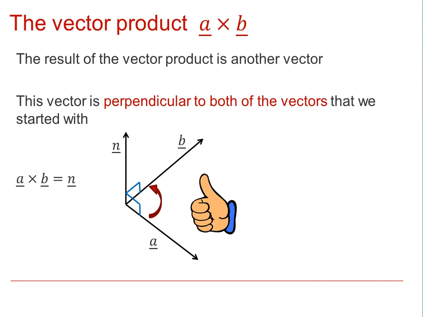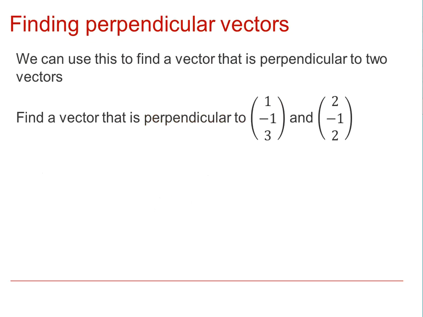An important result for the vector product is that it generates a vector n that is perpendicular to, or normal to, the plane in which the two original vectors a and b lie. So when we calculate the vector product of a and b, for example (1, -1, 3) and (2, -1, 2), we generate n, a vector that is perpendicular to both.